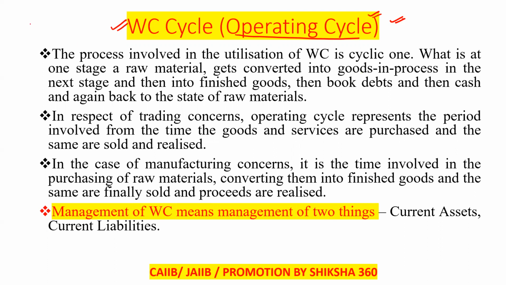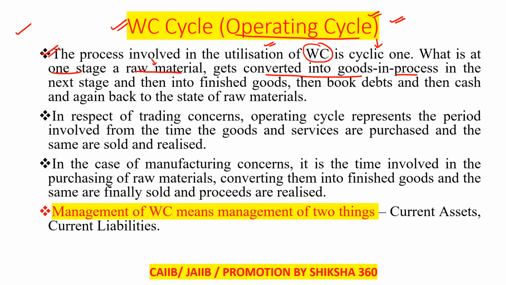Sometimes they will ask it as a 0.5 mark or 1 mark question: what is operating cycle? It is the process involved in the utilization of working capital, and basically it is a cyclical one. At one stage a raw material gets converted into goods in process in the next stage. First of all, what we have in our hand is the raw material.